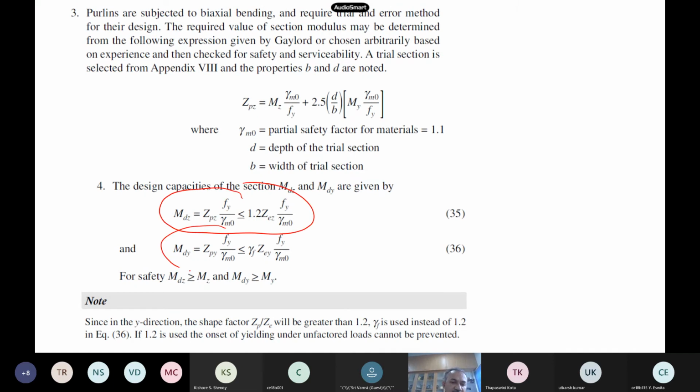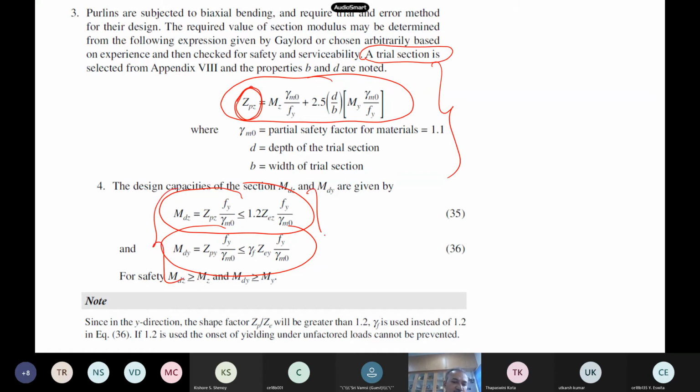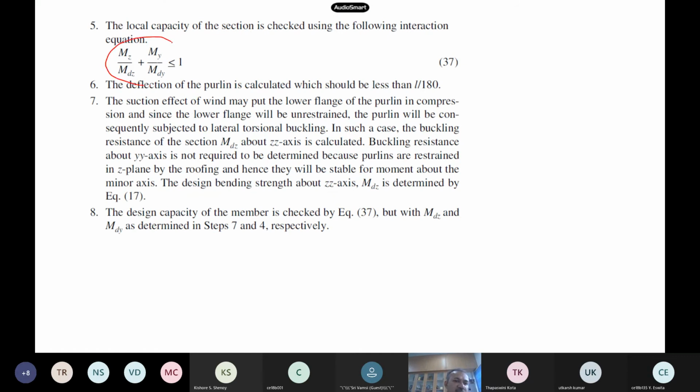Okay, this one, then this one, the trial section modulus. You can assume something and do it, but there are some formulas, like Gaillard's formula or something, to find out the initial estimate of plastic section modulus for purlins. So no need to use this formula. You can assume a trial section and check the capacities in both directions, say Z direction, then Y direction also. It is a biaxial bending kind of thing. And the interaction, this you have to find out. So this is your final design variable, in Z direction and Y direction, it should be less than 1, then it means your purlin is safe actually.